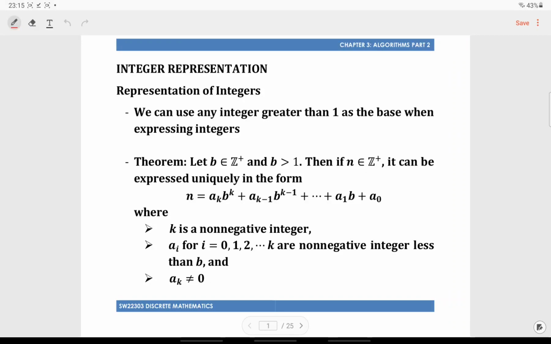So now we proceed to the second part of chapter number 3. We have the following topics: integer representation. So we start with representation of integers.